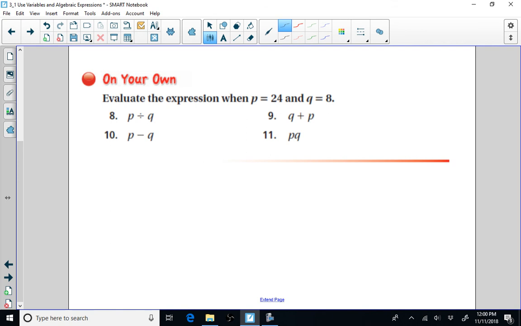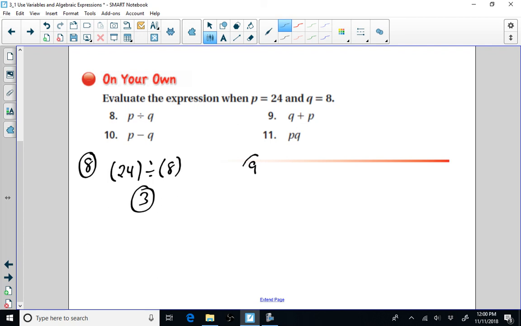So we have these 4 examples here. We'll start with problem 8. If you want to try these on your own, you can, right? You'd stop the video, but I'm going to continue. So I want to evaluate the expression of a number p divided by a number q, where p is 24, q is 8. So this is going to be 24 divided by 8, right? And once again, when I replace variables with numbers, I want to use parentheses. It's a good habit to get into. 24 divided by 8 is going to be 3.